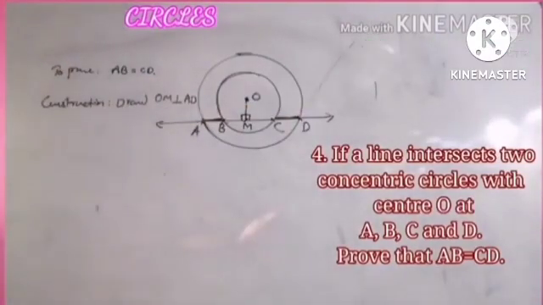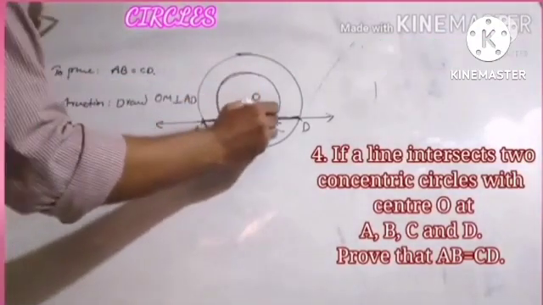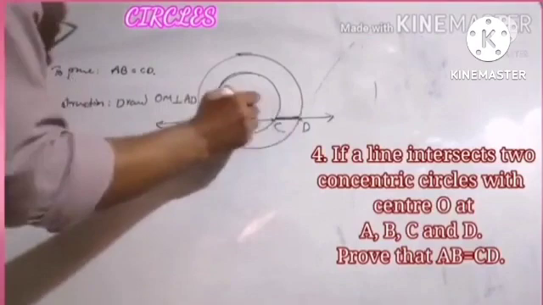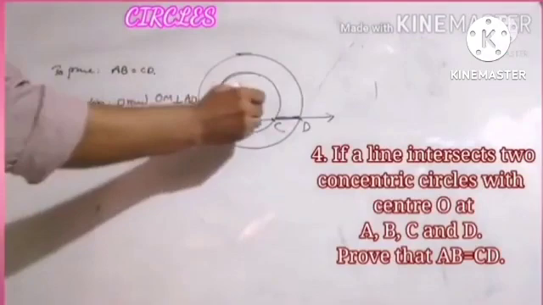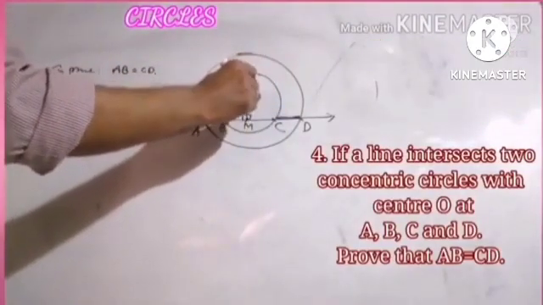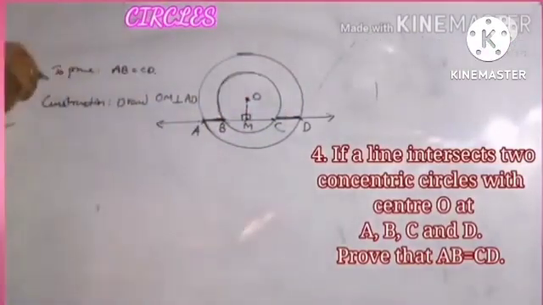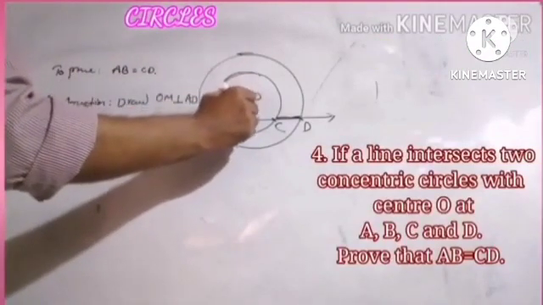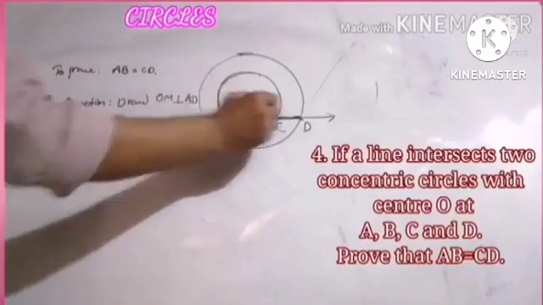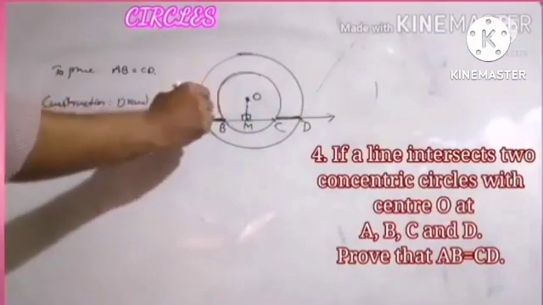We know that a perpendicular from the center to a chord bisects the chord. Now, here OM is perpendicular to BC as well as perpendicular to AD, and BC and AD are two different chords. BC is a chord of the smaller circle with center O, and AD is a chord of the bigger, outer circle with center O. So consider the smaller one: BC is bisected by OM. When you consider the bigger one, AD is bisected by OM. So let's start with the bigger one, AD.